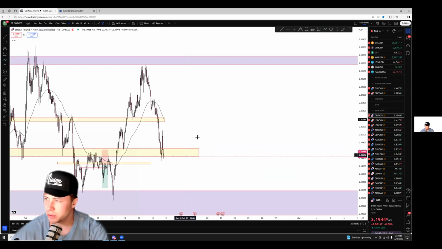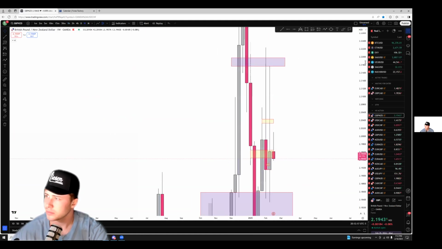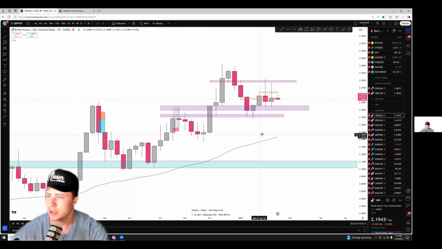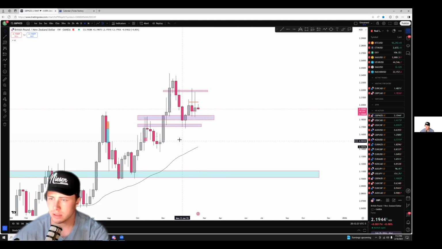Next one is GBP NZD. On GBP NZD, what do we see here? We see a bullish weekly. Got a bunch of lines here. Let's get rid of some of this stuff.